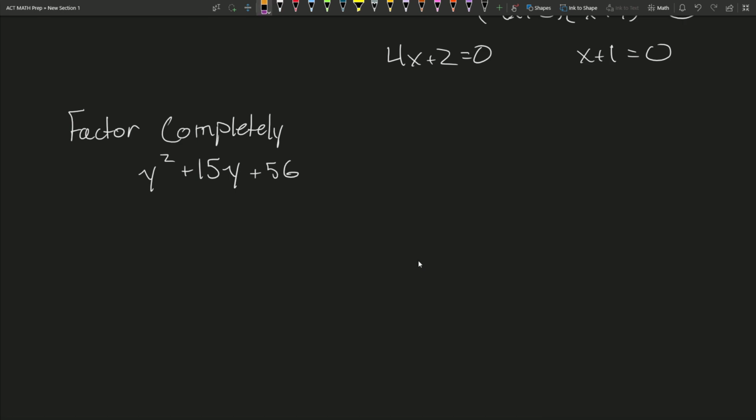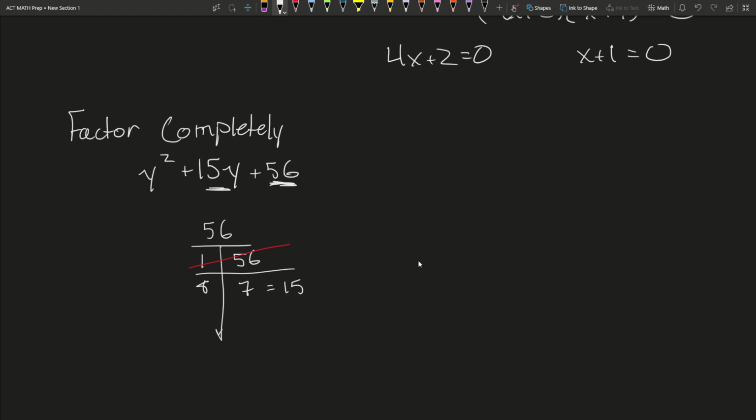Let's factor completely y squared plus 15y plus 56. All right, so again, I'm going to kind of do my method. Or you can ask yourself, what factors of 56 add up to 15? All right, so what are factors of 56? We can do it that way. Okay. Do those things add up to 15? We're still going through factors, but do they add up to 15? No, so we're going to cross that out. What are other factors of 56? 8 and 7.